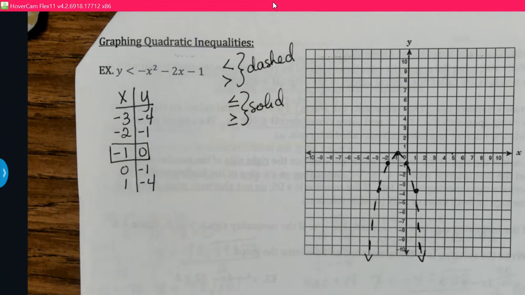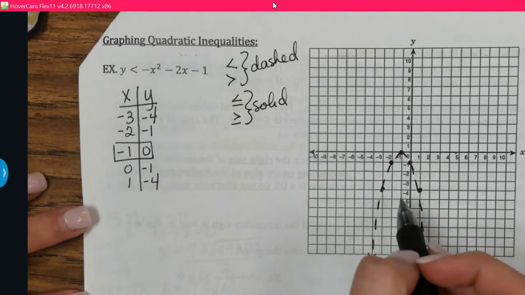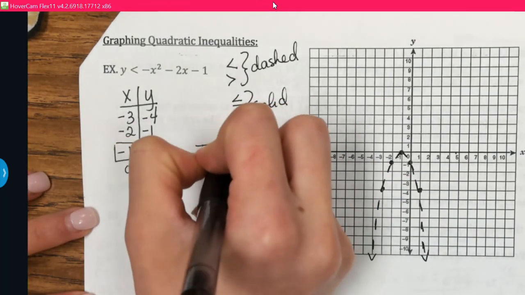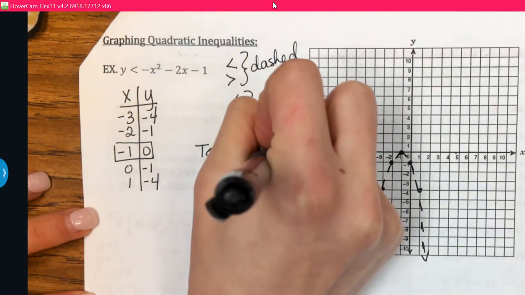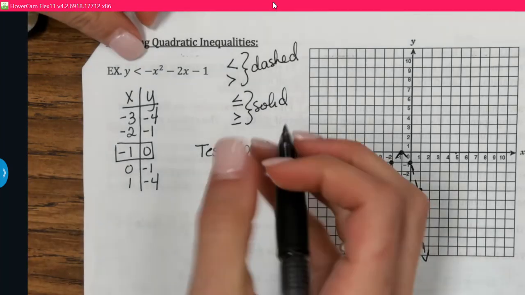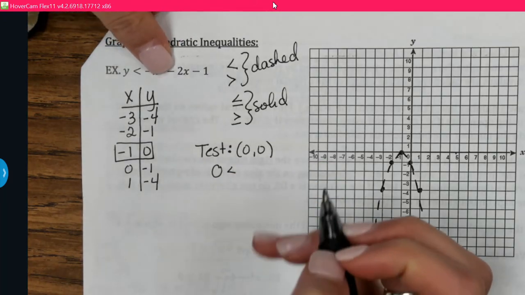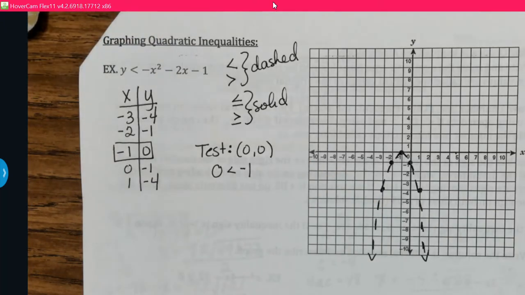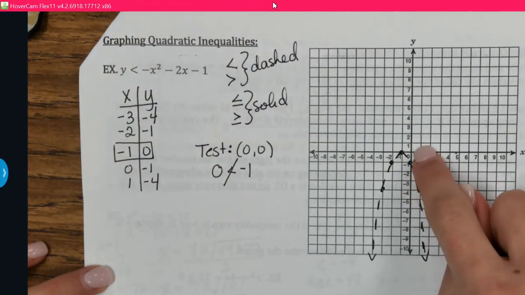Now, in order to figure out where we shade, because with inequalities, it's a boundary and you have a shaded region. Your shaded region is your solution area. Now, with quadratics, we're going to use a test point. If at all possible, I'm using 0, 0 for my test point because that makes the math super simple. So y is 0, is less than, my x's all go away because it's 0. So 0 is less than negative 1. Is that true? No, that's not true.